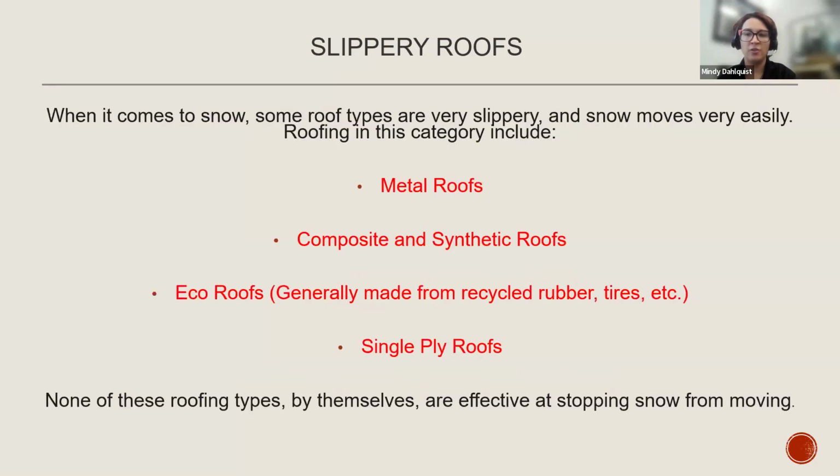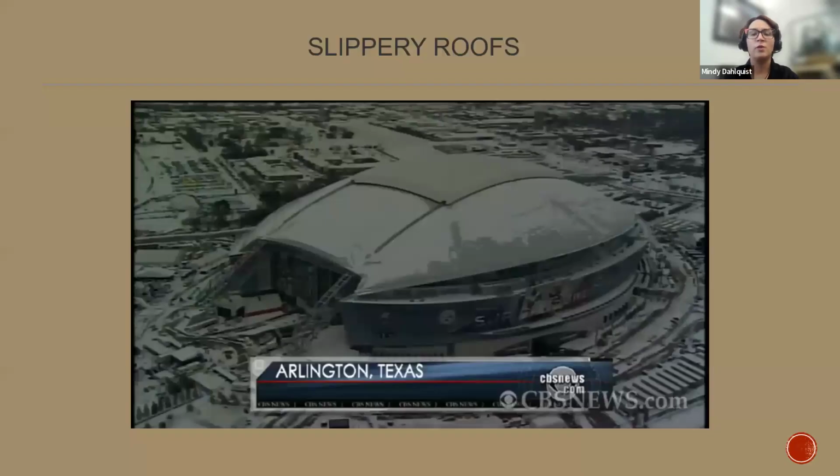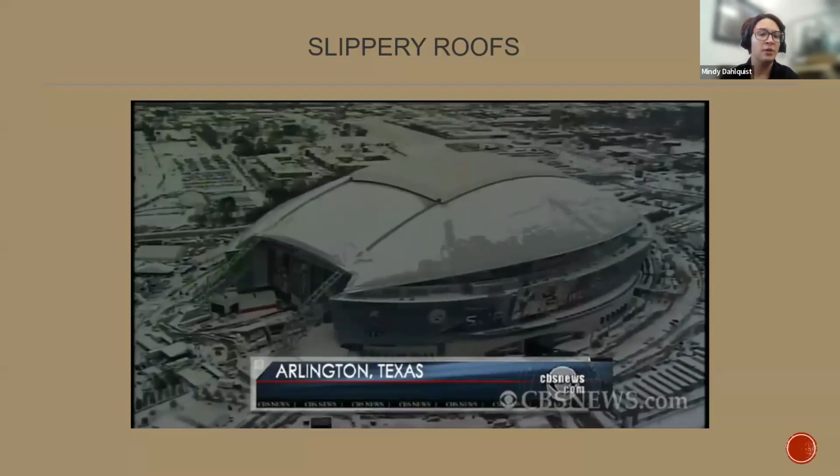A slippery roof, non slippery roof. When it comes to snow, some roofs are going to be very slippery and snow does move very easily on them. Roofing in that category would include metal roofs, composite and synthetic, eco roofs, and single ply roofs. None of these roofing types on their own will be effective at stopping the snow from moving. And this is just going to be a really good example of this.